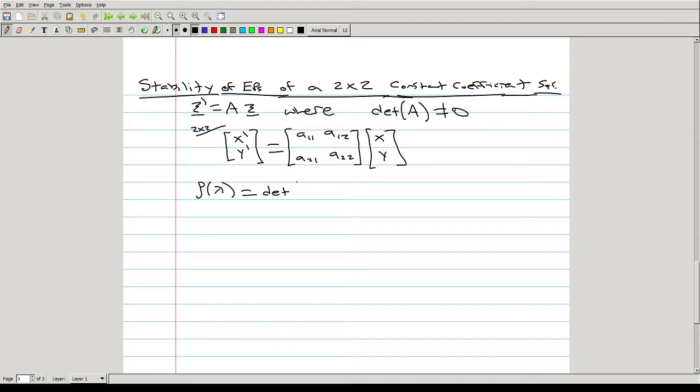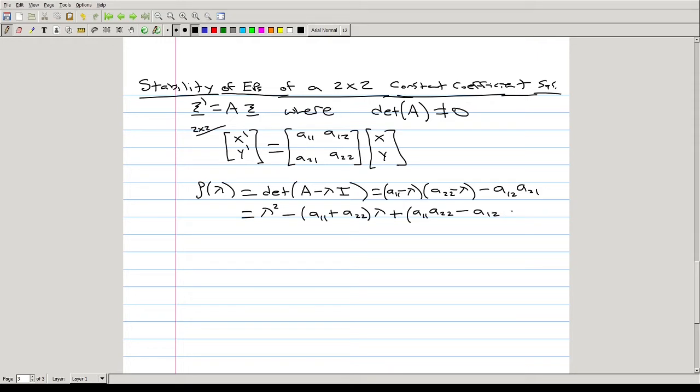So we need to look at the determinant of A minus lambda I, which is A11 minus lambda, times A22 minus lambda, minus A12 A21, which ultimately results in the characteristic polynomial being lambda squared minus A11 plus A22 times lambda plus A11 A22 minus A12 A21.